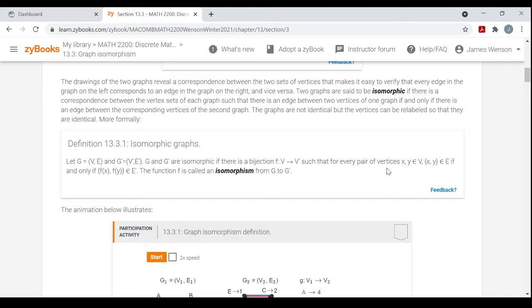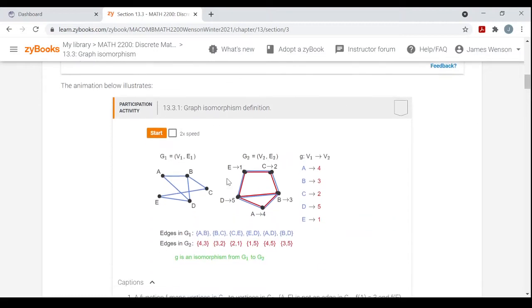such that for every pair of vertices in V, that edge is in the edge set of G if and only if their corresponding vertices form an edge in the edge set of G prime. And then this bijection that you create that makes this happen, the function f, is called an isomorphism from the graph G to the graph G prime. So again, lots of fancy stuff going on here, but they give us an example down here.